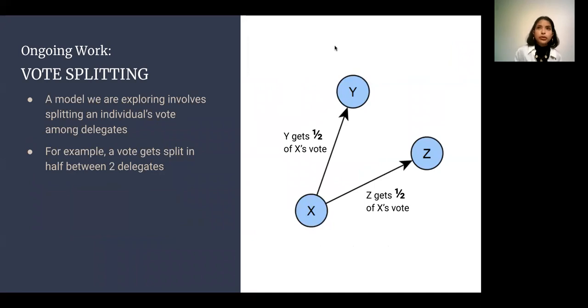So this is some of the work that we're continuing to explore right now, which is potentially splitting votes between delegates rather than deciding where to cast someone's whole vote. So this is an example where agent X is interested in delegating to Y or Z, and in this case, the vote gets split in half between them. And then there's an accumulation of fractional vote units until we reach the issue vertex.